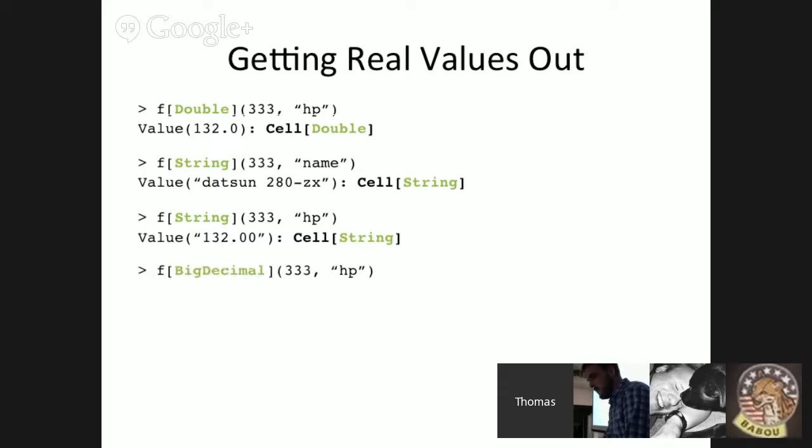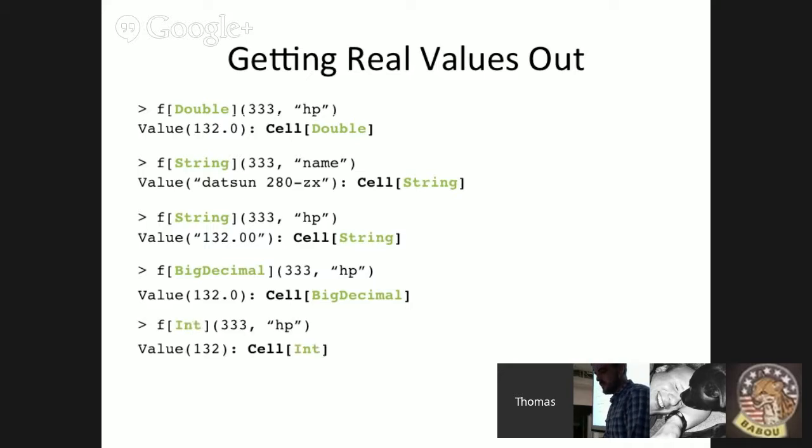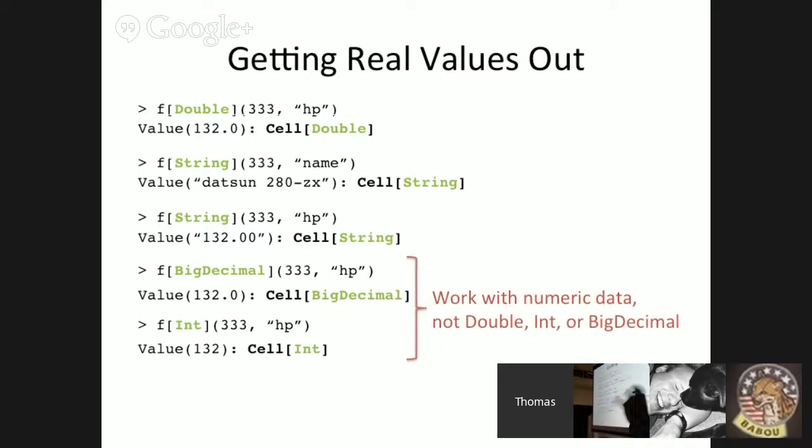Because Scala. As I mentioned before, though, we are flexible. The horsepower is really like 132. If you ask for it as a big decimal, you should still get it back as a big decimal. If you want to deal with more accuracy, you should be allowed to do that. Same thing, because it actually was an integer, it's 132. If you do ask for it as an int, it will return a value as well. The main thing here is that we're working with numeric data in a frame. We're not working with doubles or big decimals, we're just working with real numbers.